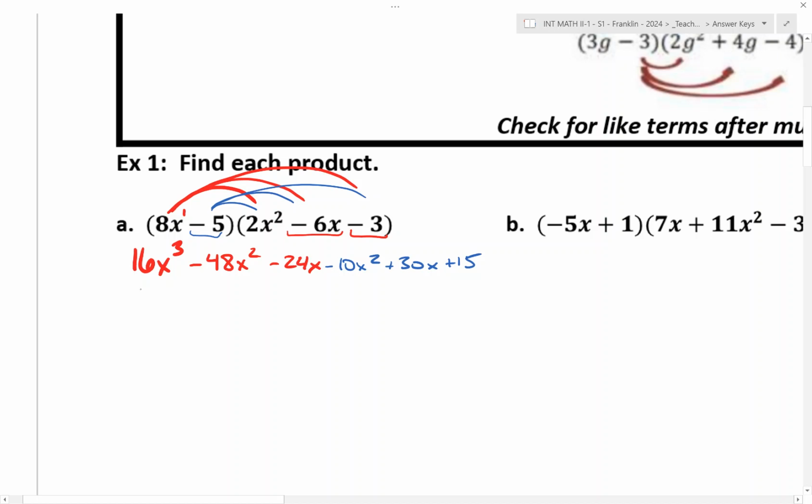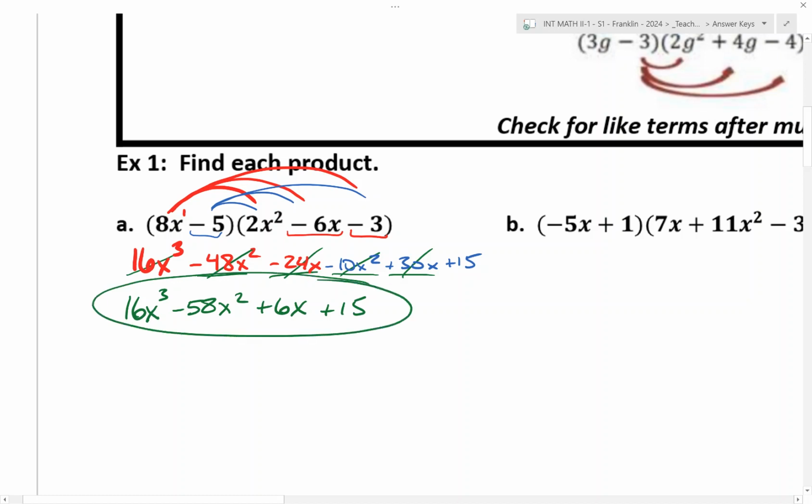Now we just combine like terms. So first check for like terms. We have 16x cubed. That's the only x cubed term, so that stays the way it is. Negative 48x squared minus 10x squared, that's negative 58x squared. Just combine the coefficients. Negative 24x plus 30x is 6x, and then that plus 15 at the end. So there's our first result. Okay, so same process as 3.4, just a few more terms in our problem, but really the work hasn't changed, the process hasn't changed, just the amount.